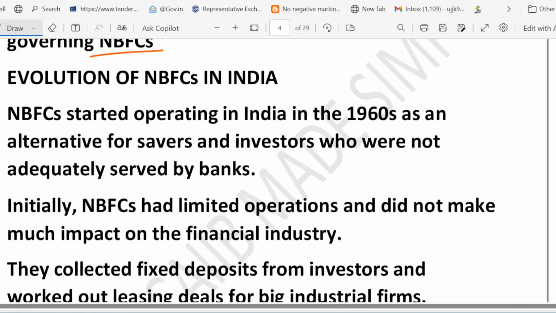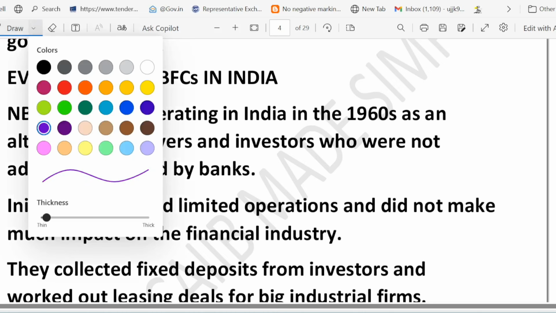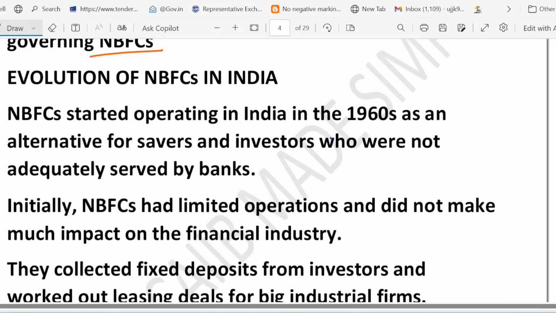So friends, ever wondered how NBFCs became such a big deal in India? Let's take a quick trip back in time to see how they started small, grew big, and became a key player in the Indian financial system. If we go back to the early days, which is 1960, banks back then mainly served big business and cities. Many small savers, investors, and businesses were left out. NBFCs stepped in to fill this gap.